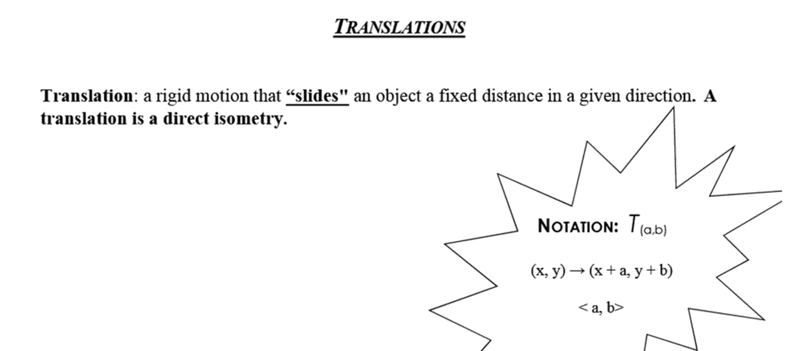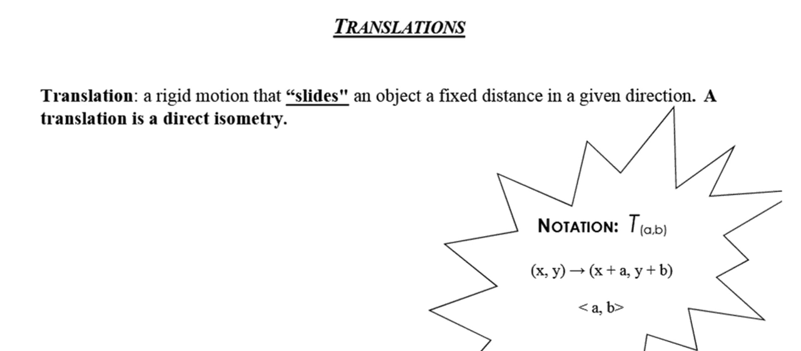Why don't you go ahead and make sure you're turned to this page in your notes packet, and in order to complete this section on translations, you're also going to have your compass and your straight edge handy. Remember that a translation is going to be a rigid motion that slides an object a fixed distance in a given direction. And even though I just said that really fast, we're going to slow down a little bit and analyze what this means, because this is important.